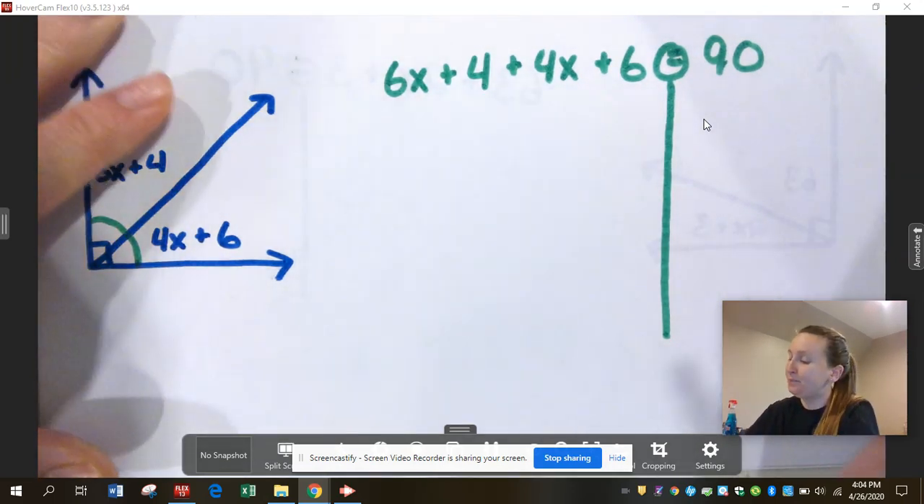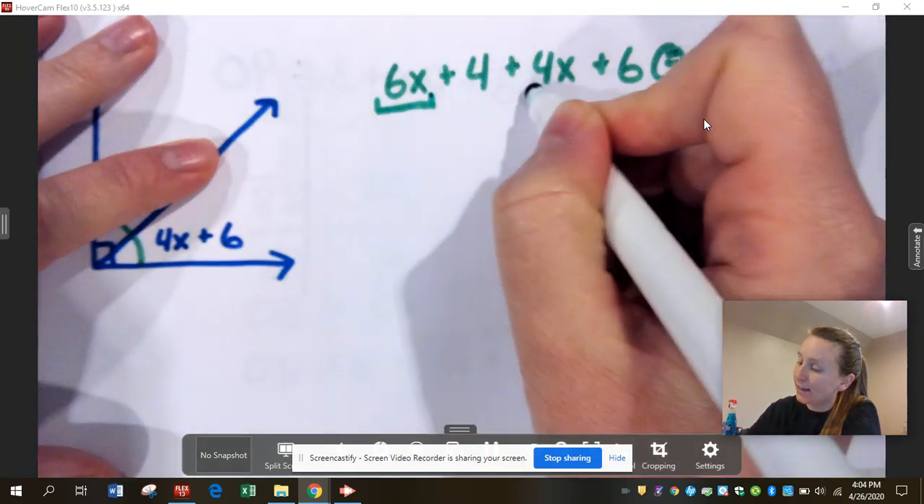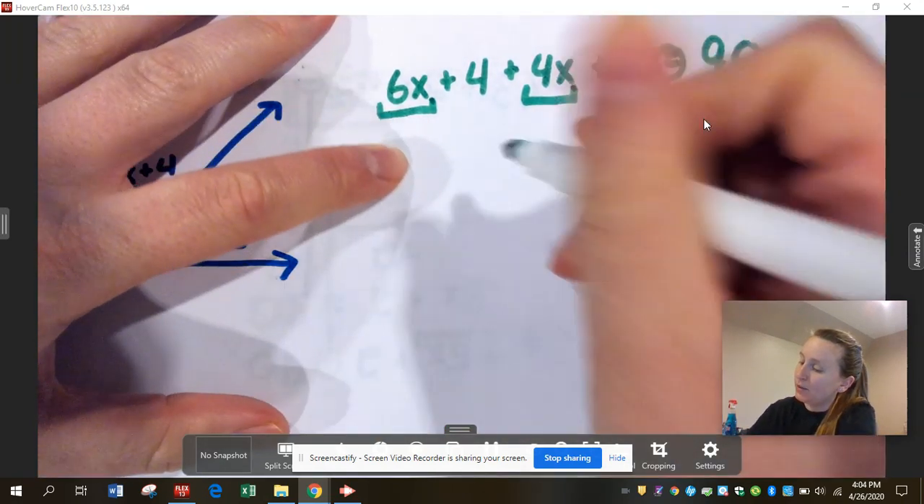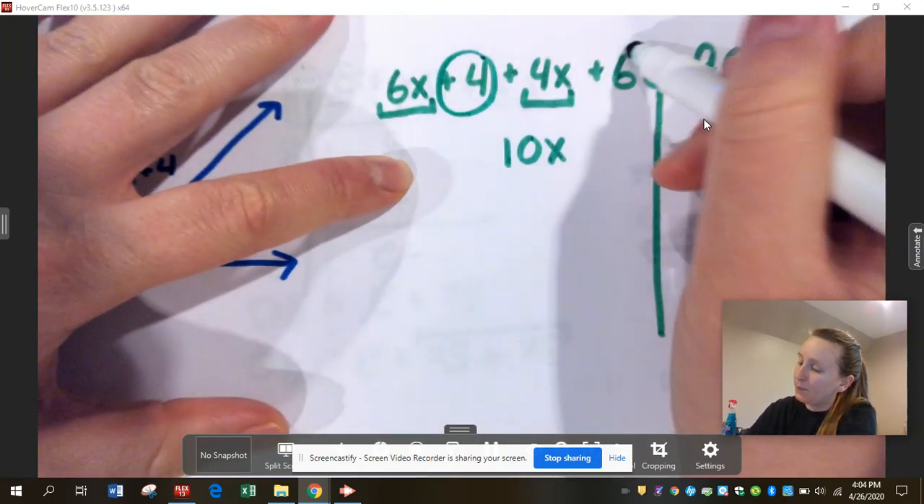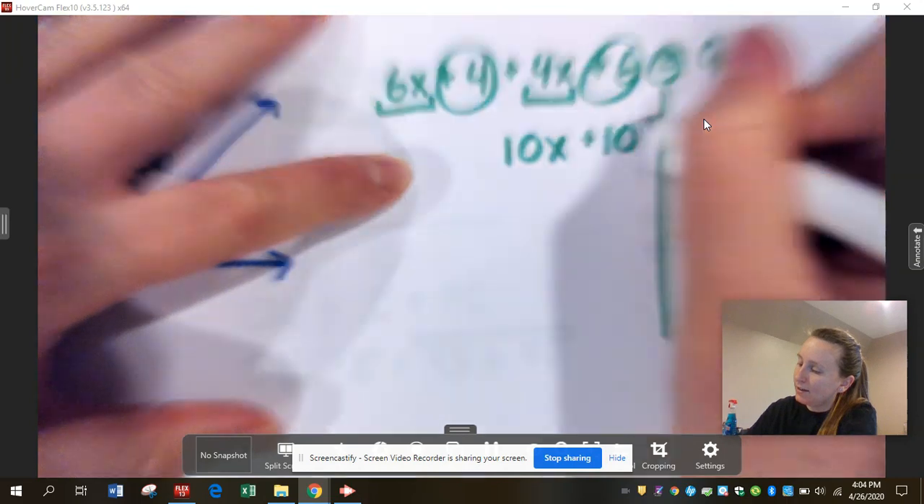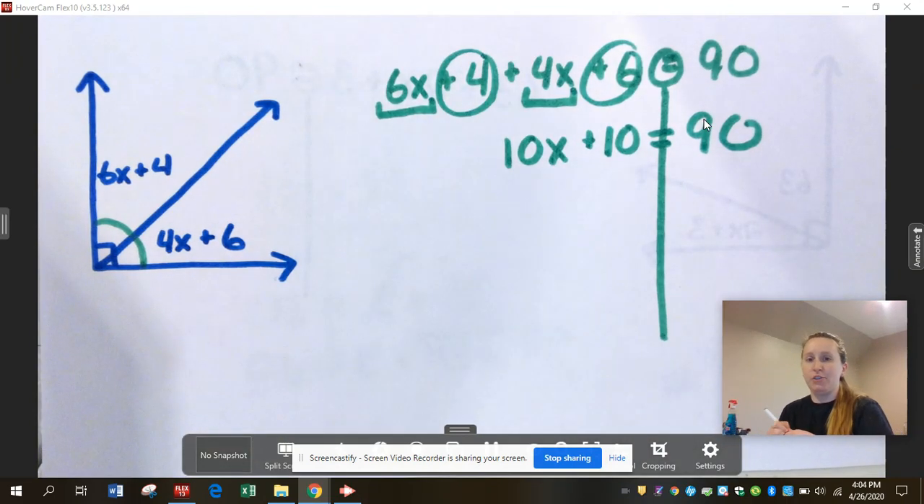Oh, bless me, sorry. So to solve this one, remember, combine your x's together first. 6x plus 4x is 10x. 4 plus 6 is 10. And you finish solving your equation from there.